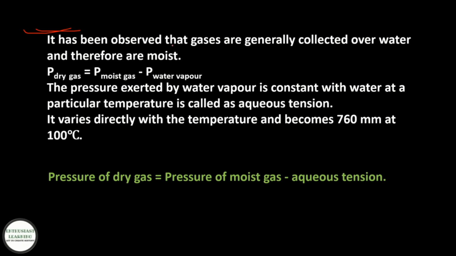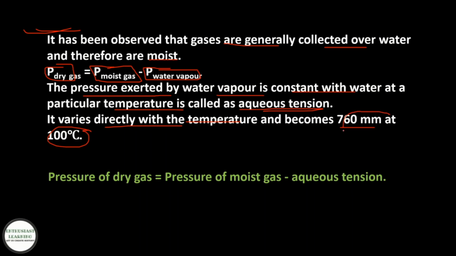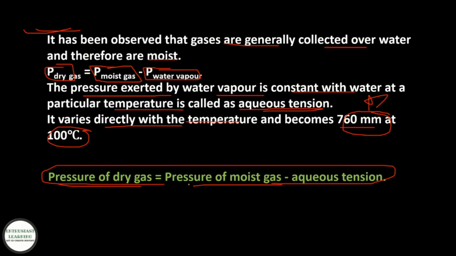Now, it has been observed that gases are generally collected over water and therefore are moist. So, pressure of dry gas is equal to pressure of moist gas minus pressure of water vapor. The pressure exerted by water vapor is constant with water at a particular temperature, which is called the aqueous tension. It varies directly with temperature and becomes 760 mm at 100 degrees Celsius. Pressure of dry gas is equal to pressure of moist gas minus the aqueous tension. Very, very important.